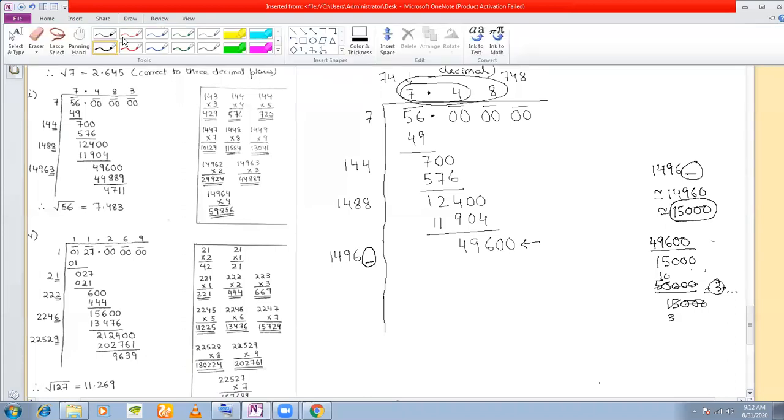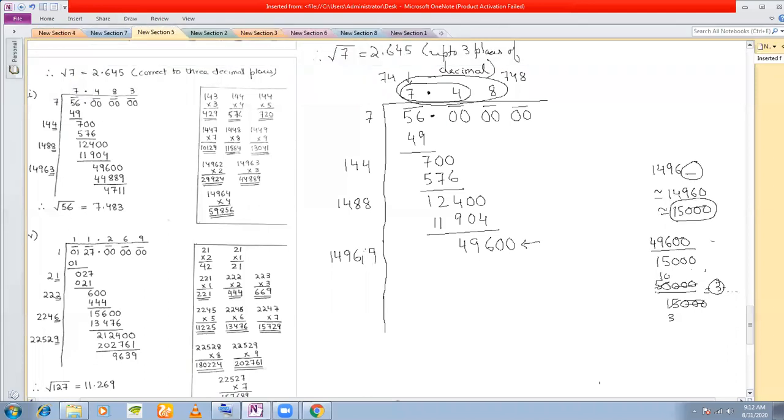Let us first try 2. Let us place the digit 2. So we are getting 14962 into 2. So we are getting 29,924, which is much less than 49,600.